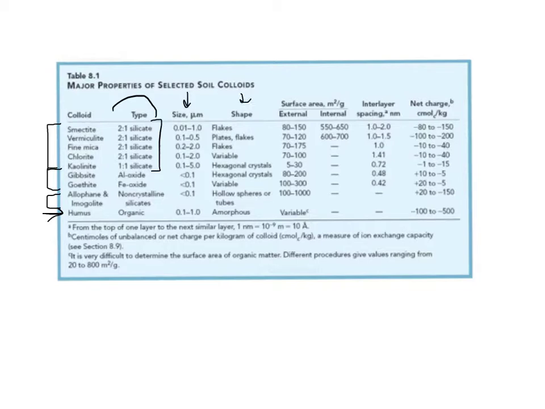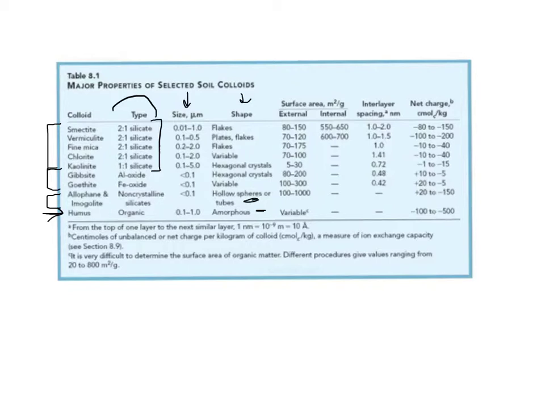The shape is important, so we have flakes and plates, and sometimes we don't have any fixed shape. Hollow spheres and tubes, variable, amorphous, which means there isn't really any shape. It's kind of like a blob that always forms differently.